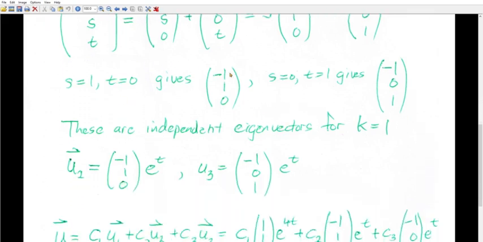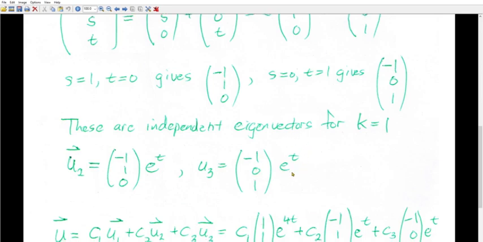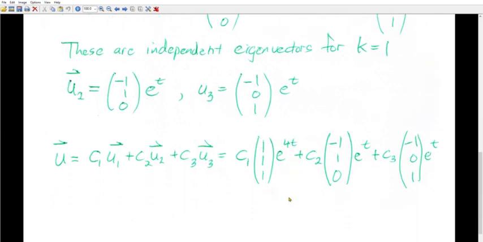So the first one is going to give us minus 1, 1, 0 e to the kt, and k in this case was 1, right? So we got minus 1, 1, 0, e to the t, and then the second one gives us minus 1, 0, 1, e to the t. And our general solution is C1 times our first solution plus C2 times our second solution plus C3 times our third solution, which is C1 (1, 1, 1) e to the 4t plus C2 (-1, 1, 0) e to the t plus C3 (-1, 0, 1) e to the t.